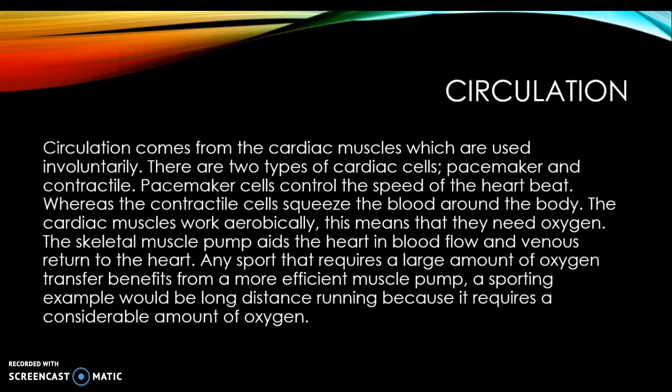Circulation comes from the cardiac muscles, which are used involuntarily. There are 2 types of cardiac cells, pacemaker and contractile. Pacemaker cells control the speed of the heartbeat, whereas contractile cells squeeze blood around the body. The cardiac muscles work aerobically, which means they need oxygen.